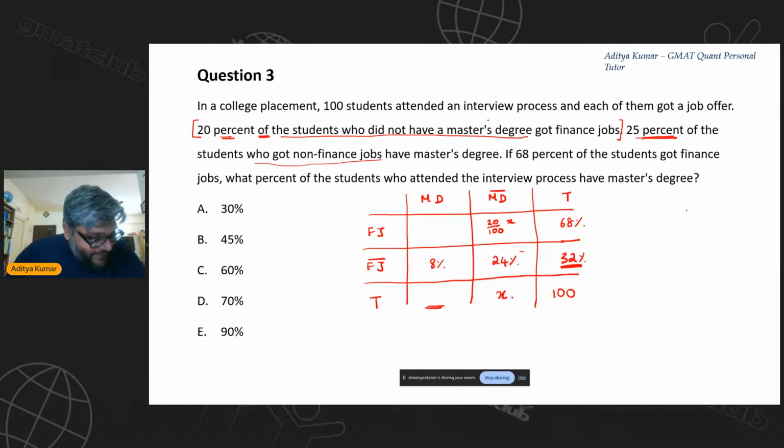Cross multiply. 0.24 plus 0.2x is equal to x. Yes. Right? 0.2 plus 0.24 will be equal to x. Okay.